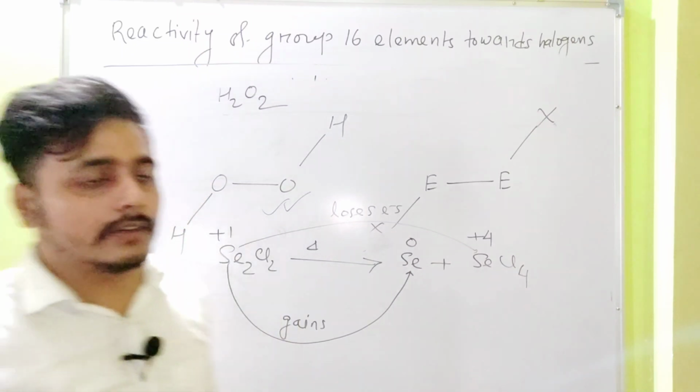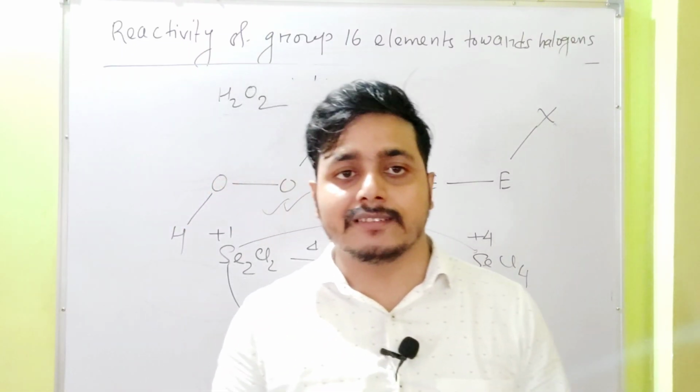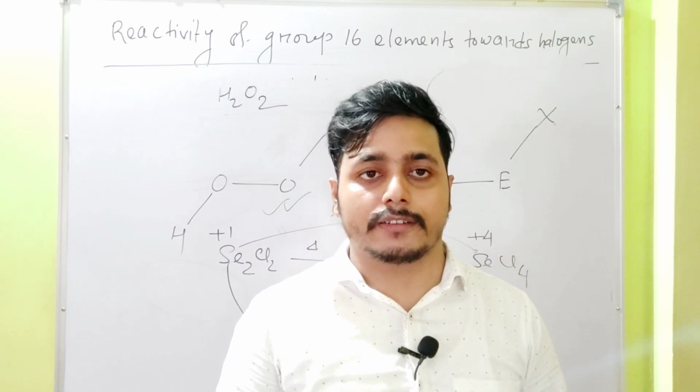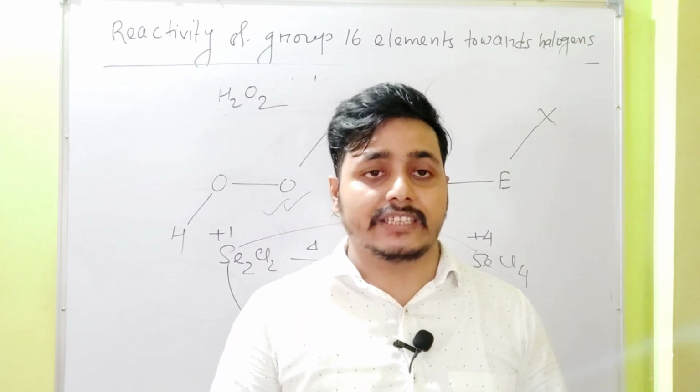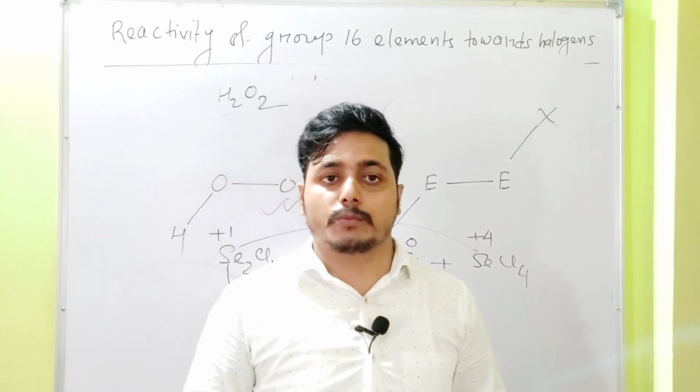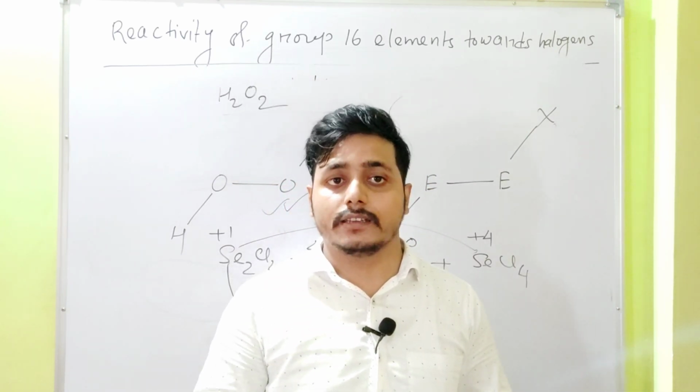Up to here, reactivity of group 16 elements with halogens is over. Okay, next we discuss allotropes of phosphorus and sulfur.